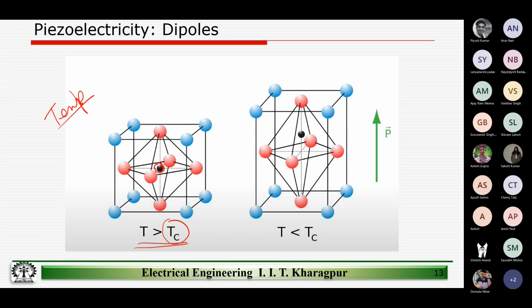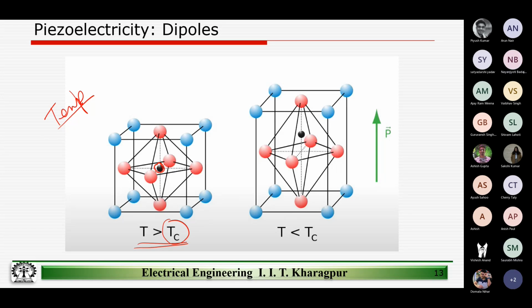And in that context, my question to you is, when we are developing the material, what should be the goal? What kind of material would we try to develop? Should we try to make the Curie temperature high or low, or the room temperature? Any guesses?